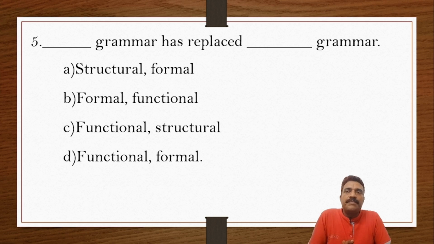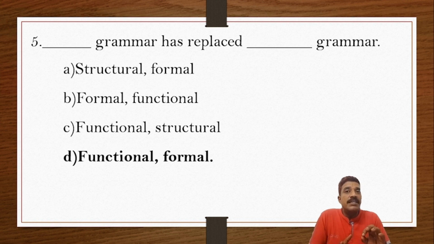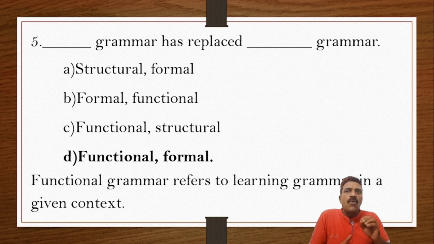Next question. Dash grammar has replaced dash grammar. Structural to formal, formal to functional, functional to structural, and functional to formal. The right answer is functional grammar has replaced formal grammar. Okay. What's functional grammar? It refers to the learning of grammar in the given context.